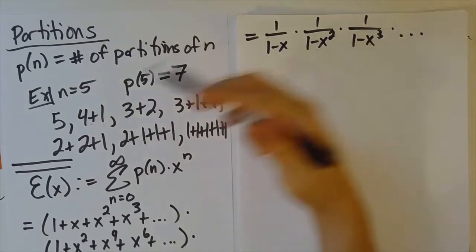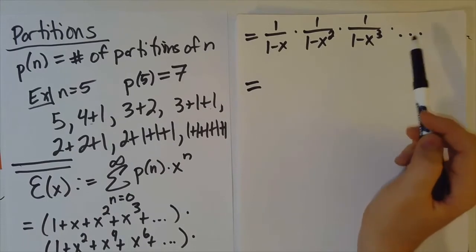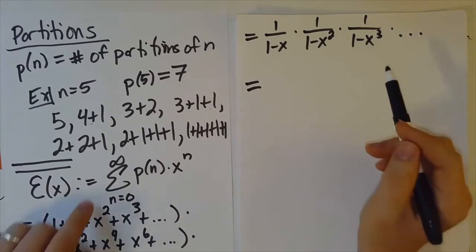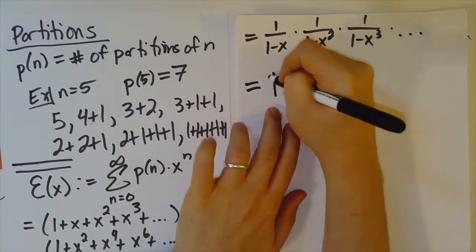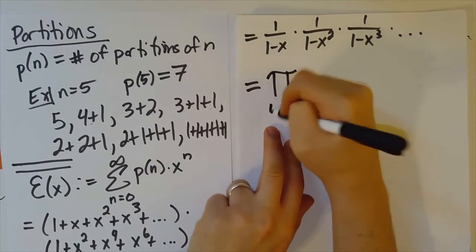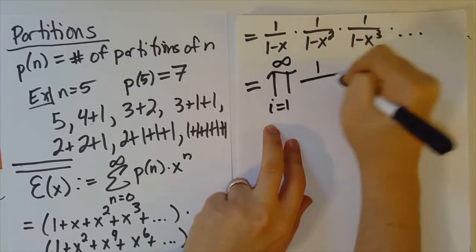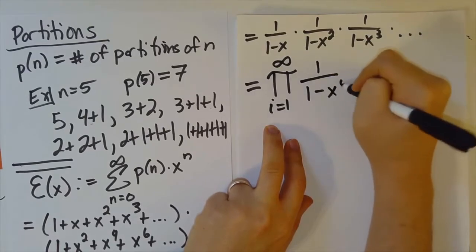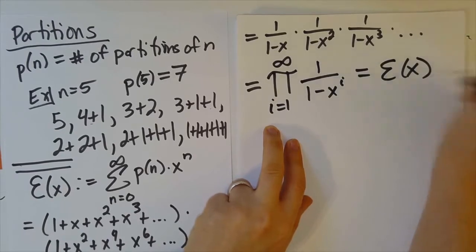Now I can rewrite this, and this is sort of like an infinite sum, except it's an infinite product. So I can rewrite this in capital Pi notation. And so I'll write this down and then I'll say what it means. This is the product as i goes from 1 to infinity of 1 over 1 minus x to the i. I'll remind you, that is our E of x.